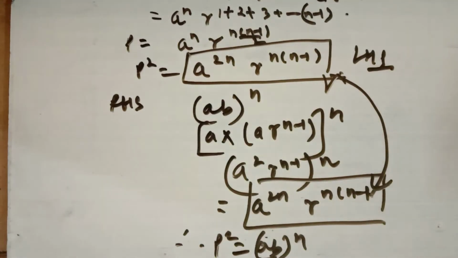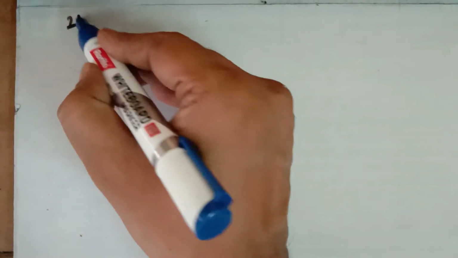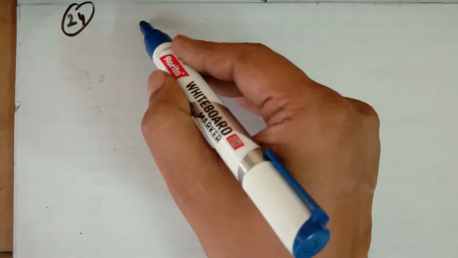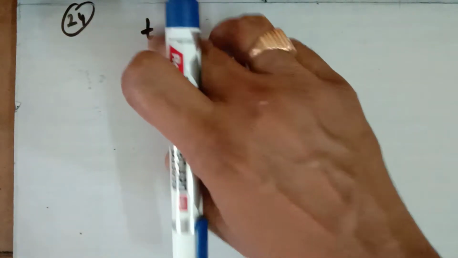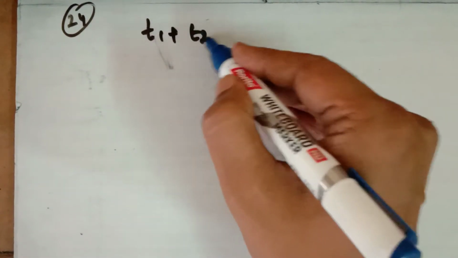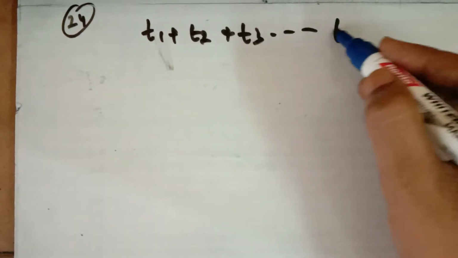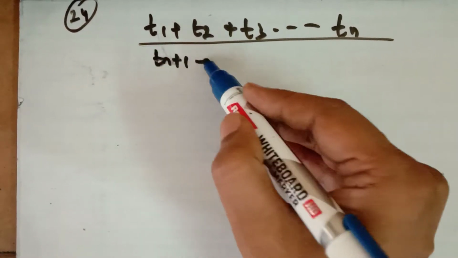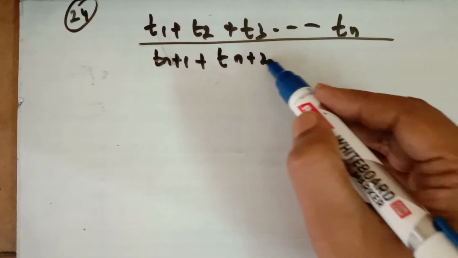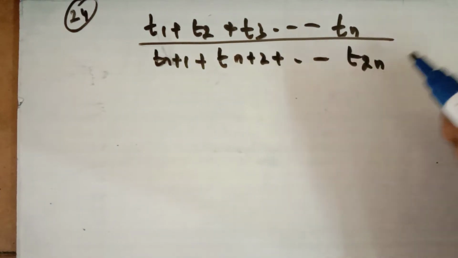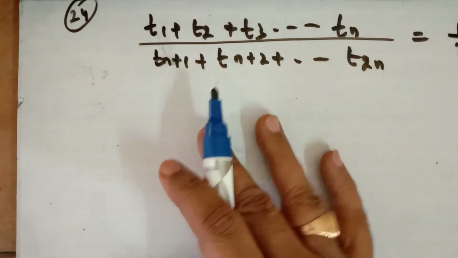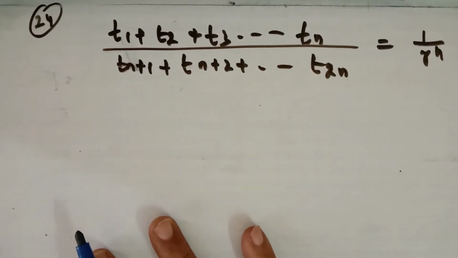Now in question number 24, you read it. The question is: show that the ratio of the sum of the n terms of a GP, that is T1 plus T2 plus T3 up to Tn, and the sum of the terms from the n plus 1th term, n plus 2th term up to 2n terms, is 1 upon R raised to power n. This you have to prove in question number 24.